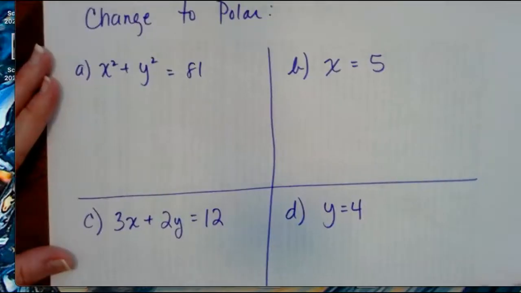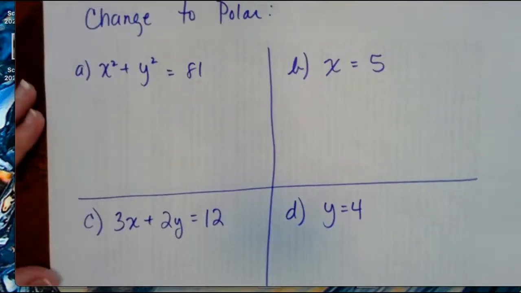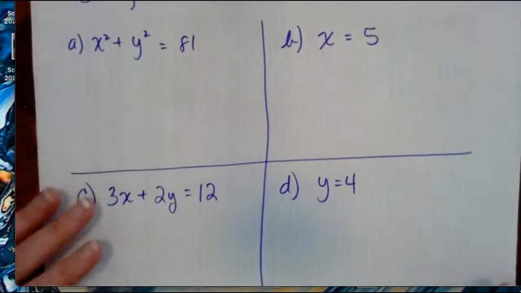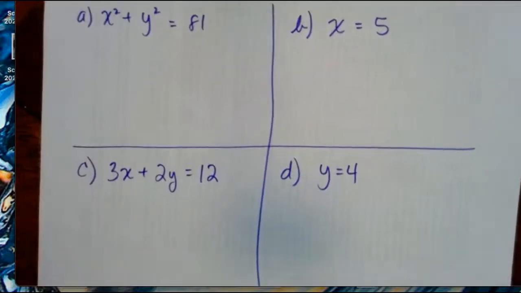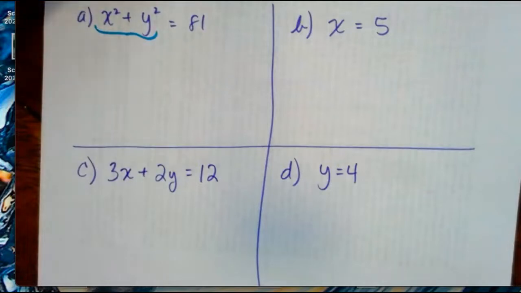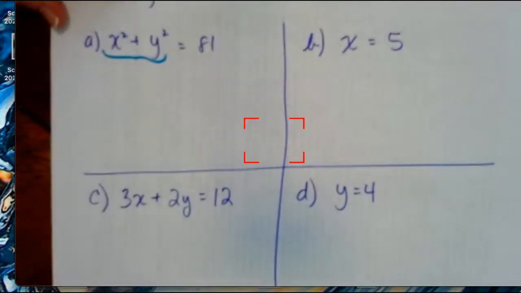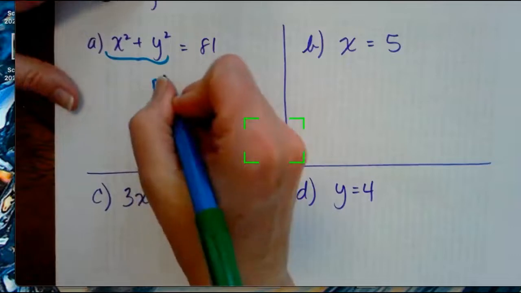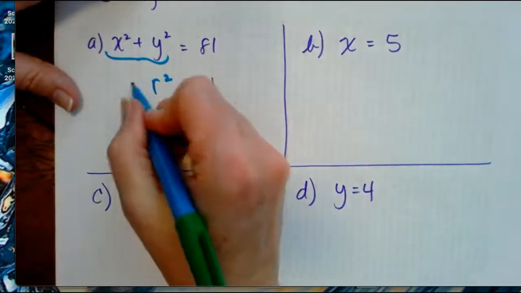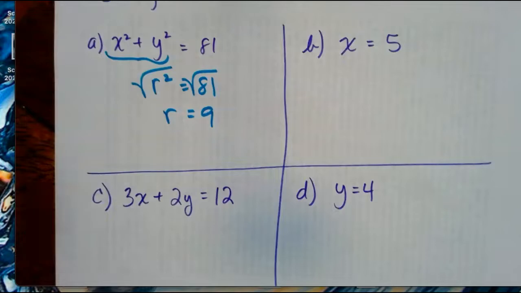We are going to be changing these rectangular equations to polar using our same 4 things to remember. And letter A is super easy because we can make a quick direct substitution for x squared plus y squared. X squared plus y squared is simply r squared. So if r squared equals 81, square root, r equals 9. So x squared plus y squared is a circle.